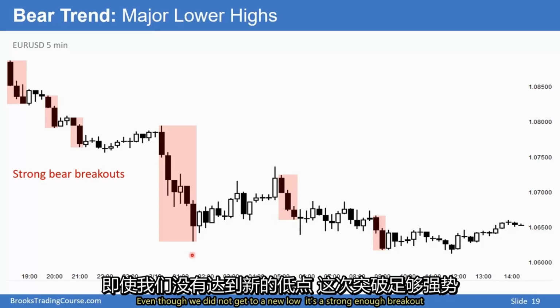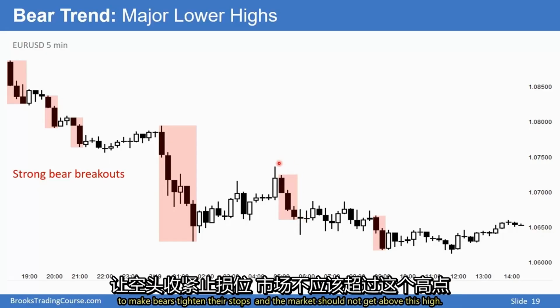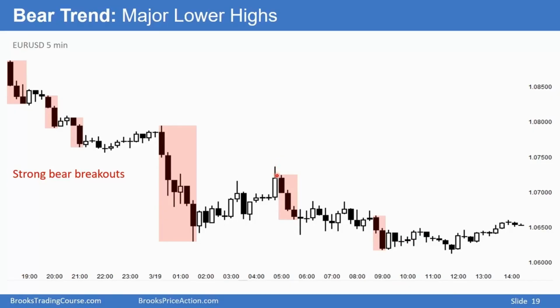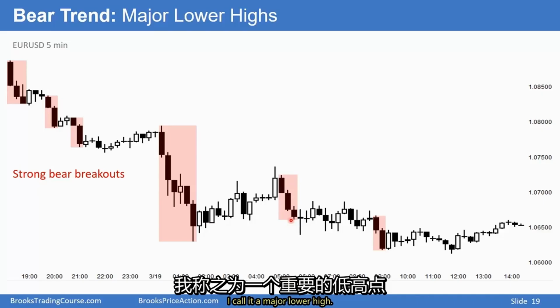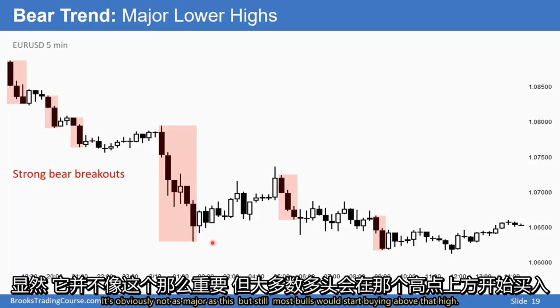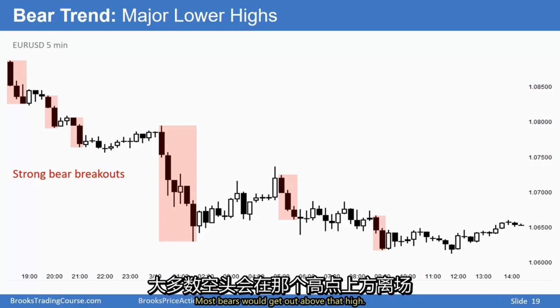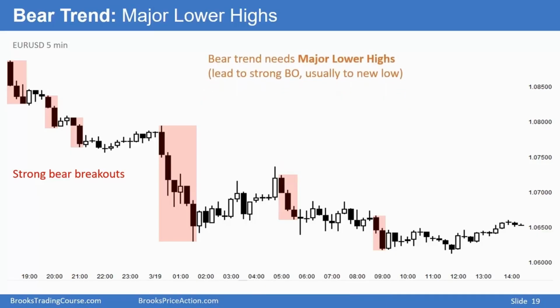Even though we did not get to a new low, it's a strong enough breakout to make bears tighten their stops, and the market should not get above this high. I call it a major lower high. It's obviously not as major as this, but still, most bulls would start buying above that high. Most bears would get out above that high. So it's a major reference point.